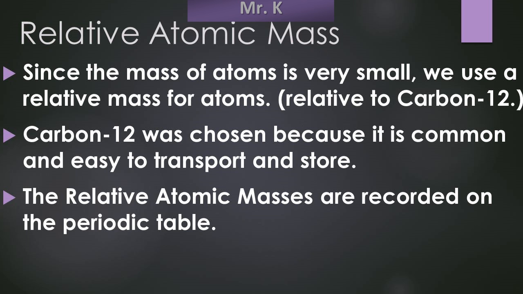Now the book mentioned the exact mass of a proton and the exact mass of a neutron. It's some very, very small number. It's so small that it's not very practical to use, so that's why we use relative atomic mass. And it's all relative to carbon-12. Carbon-12 is chosen because it's common, it's easy to transport, and it's easy to store. The relative atomic masses, as I showed already, are recorded on the periodic table.